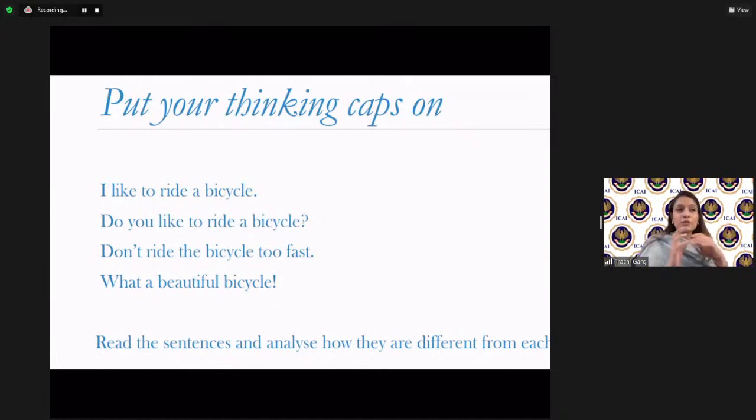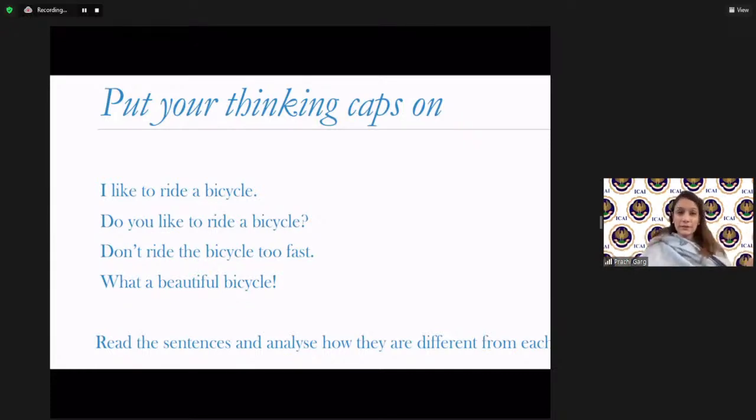When you read the sentence, or when you actually say the sentence in reality, you will have a different tone and a different expression on your face. Because every sentence is different from each other, right? Because the meaning is different, the expression is different, the tone would be different altogether. So why don't I read those sentences to you?